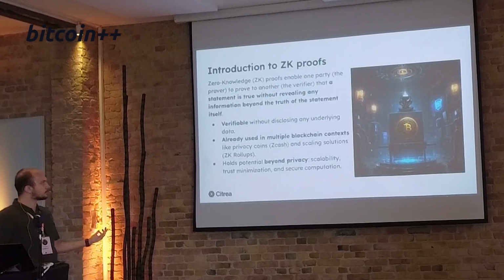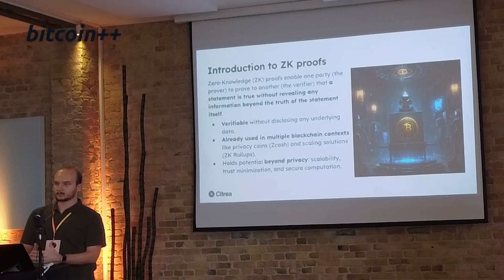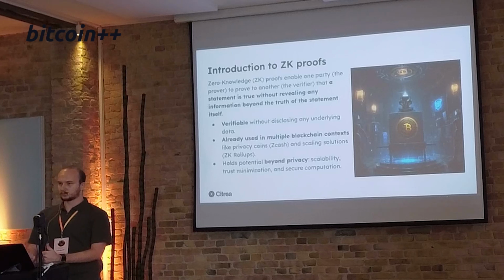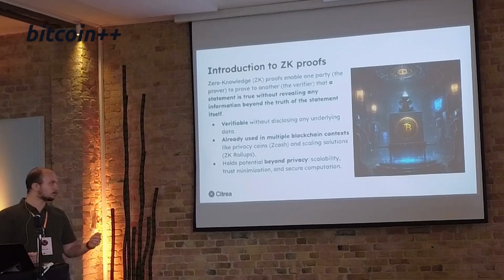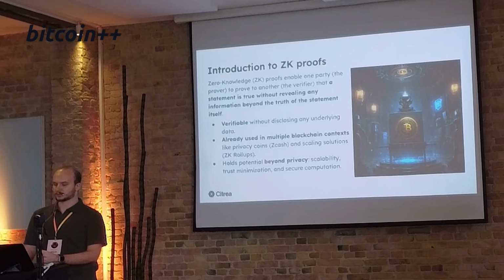So mainly, what we do with ZK is we just vouch that something is true without revealing anything about the statement itself. So it's a verifiable computation without disclosing any underlying data if you choose to do so. And it's been already used in the blockchain context for years. And it holds more potential beyond privacy because it can bring scalability, trust minimization, and secure computation.